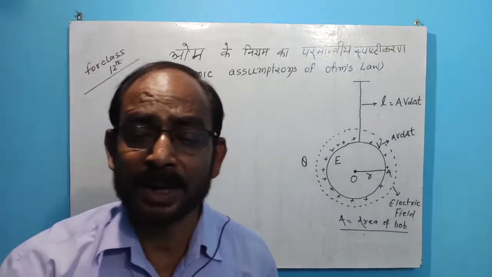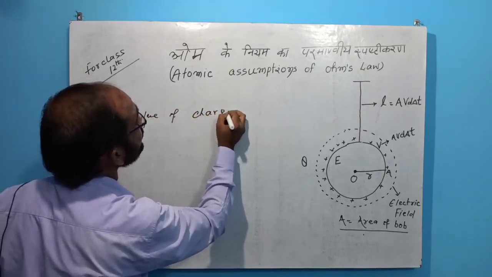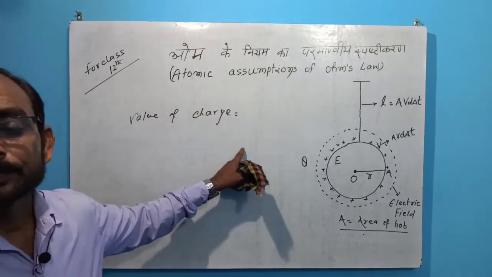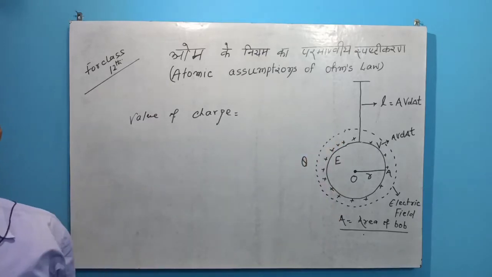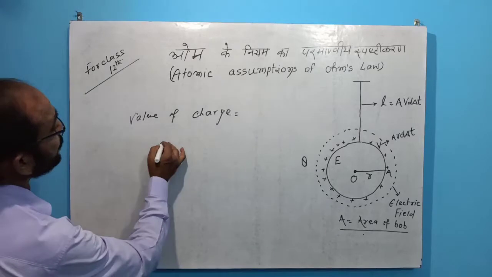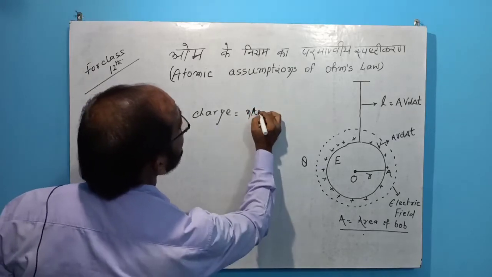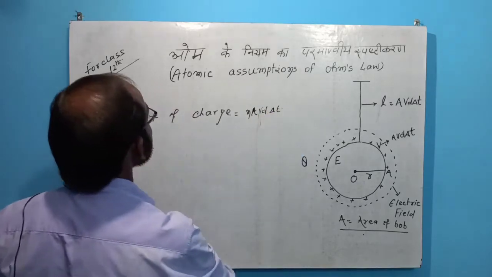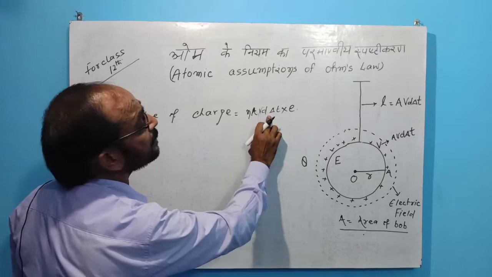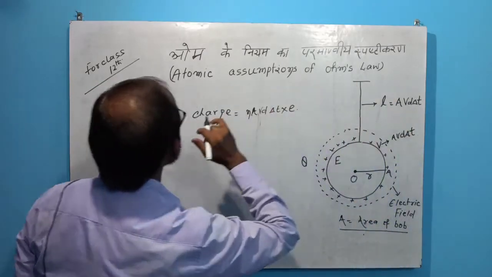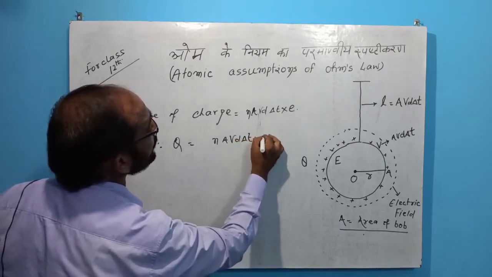Therefore, the value of charge is equal to n A Vd del t into electrons, n A Vd del t into E, number of electrons in their volume, means Q equal to n A Vd del t into E.